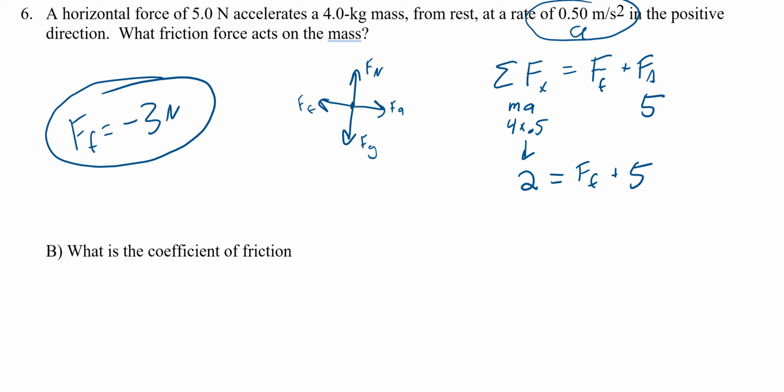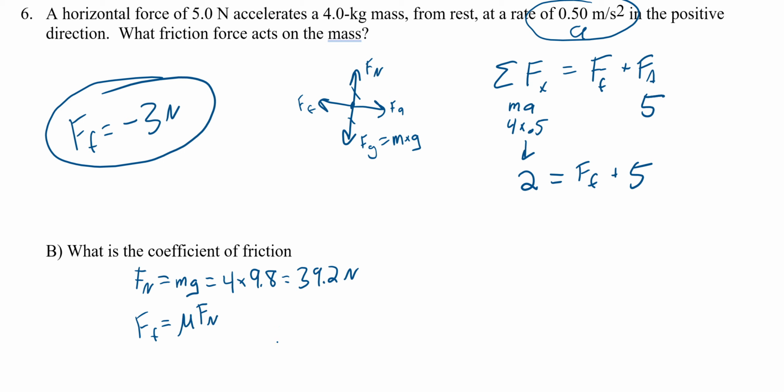So force of gravity is mass times gravity, not just mass, and it is balancing off the normal force. So the normal force is also going to be equal to mass times gravity, but it will be in the positive direction. So 4 times 9.8, which should get us 39.2 newtons.